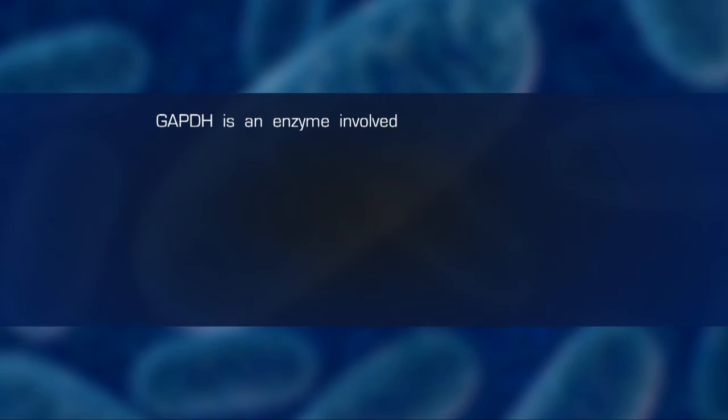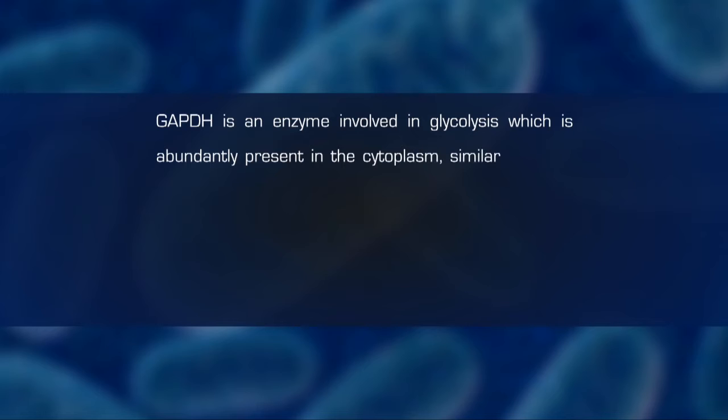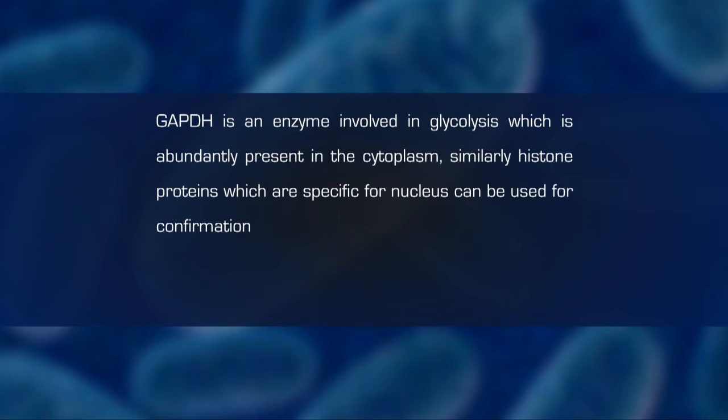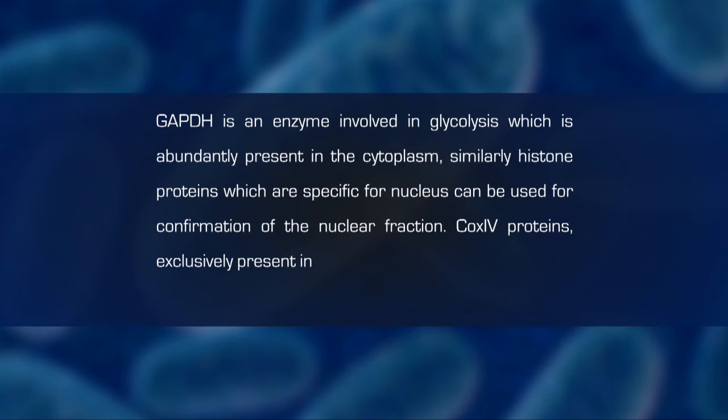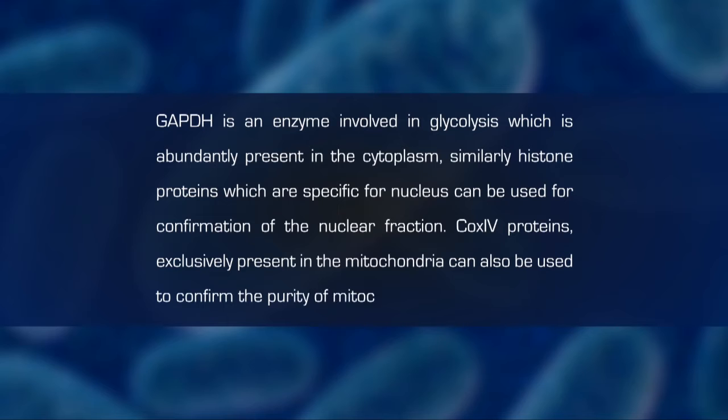GAPDH is an enzyme involved in glycolysis which is abundantly present in the cytoplasm. Similarly, histone proteins which are specific for nucleus can be used for confirmation of the nuclear fraction. COX4 proteins, exclusively present in the mitochondria, can also be used to confirm the purity of the mitochondrial fraction.